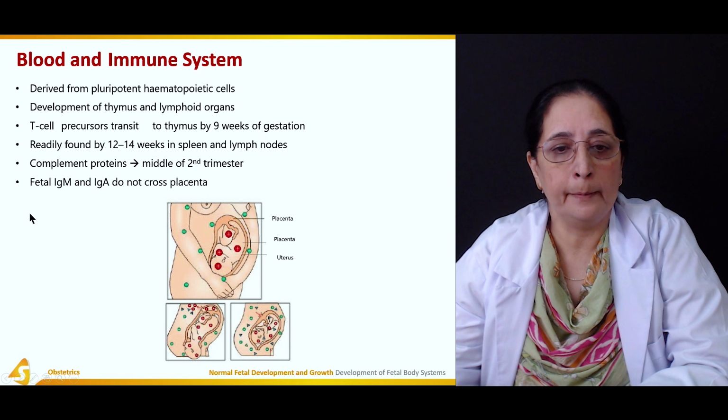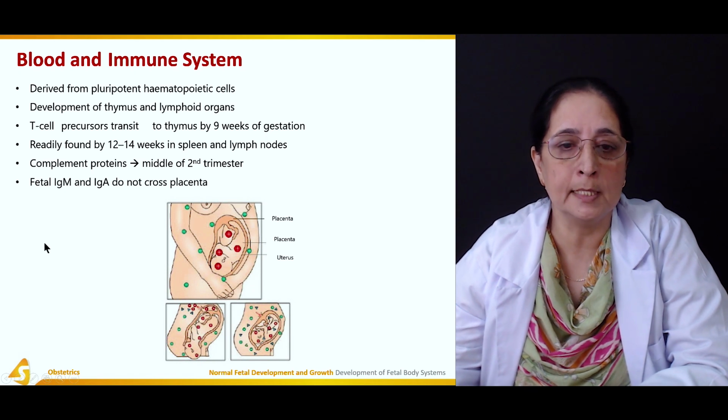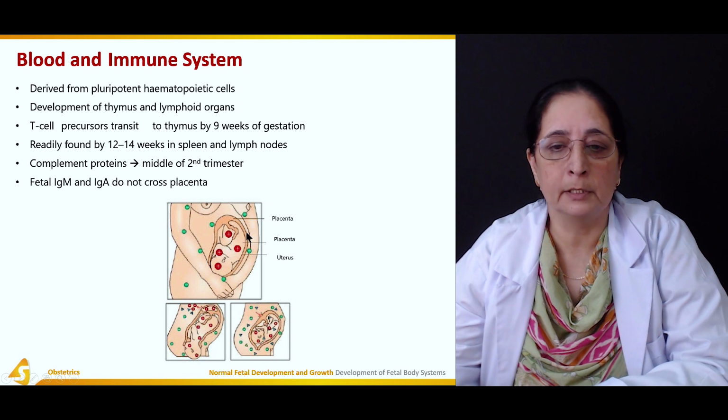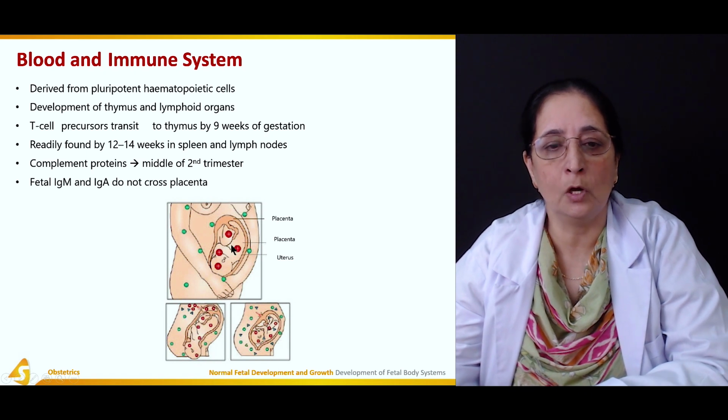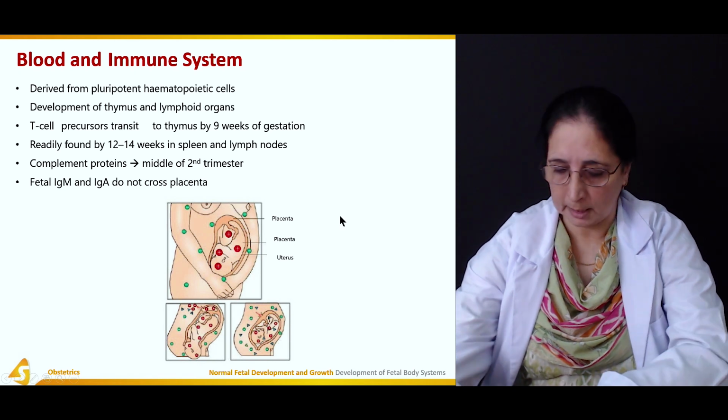Fetal IgM and IgA do not cross the placenta. So two types of immunoglobulins, IgM and IgA, which are present in the baby, do not cross the placenta. So you won't have them in the maternal blood.